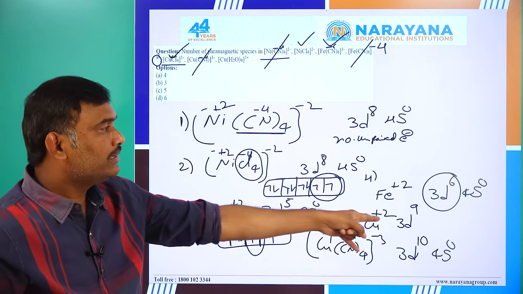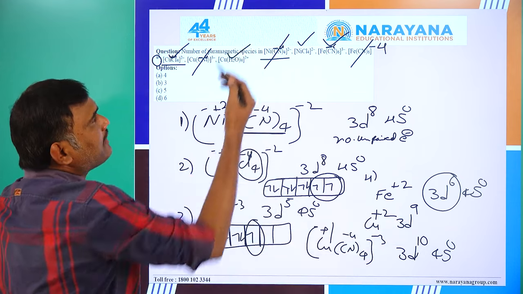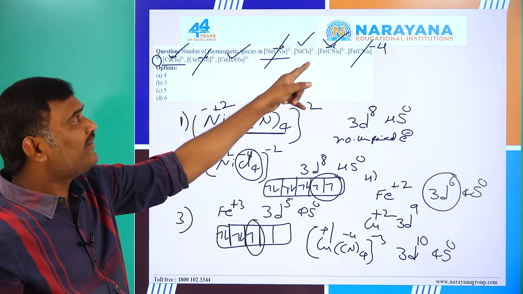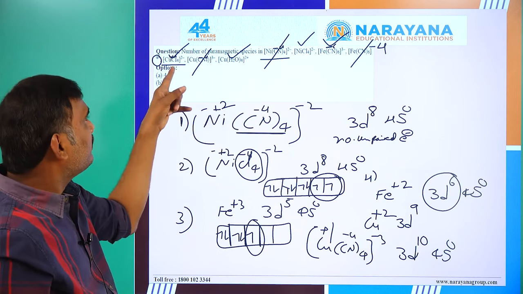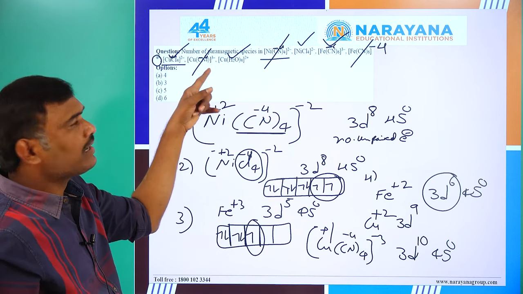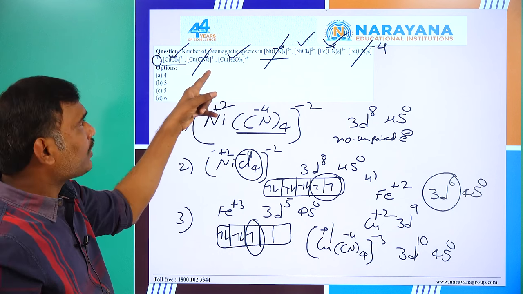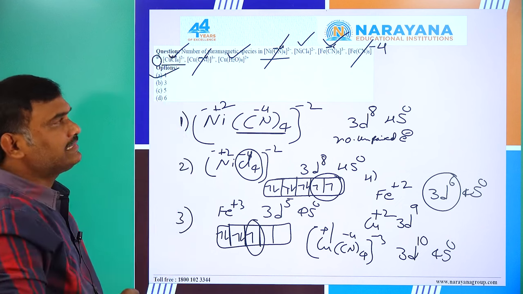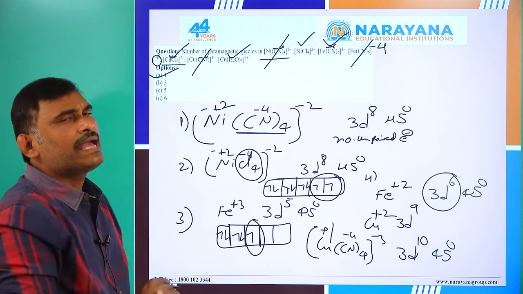Copper +2 has one unpaired electron, so it becomes paramagnetic. So nickel tetrachloride, hexacyano ferrite, tetrachlorocopper, and tetraaqua copper are the four compounds having paramagnetism. In this way you have to write.